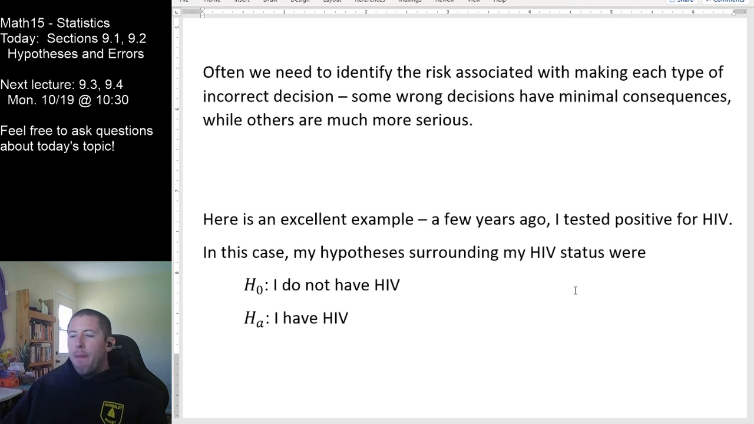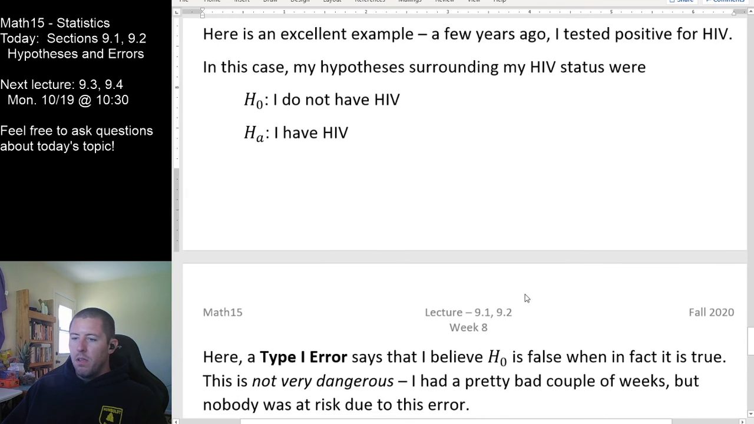In my case, my hypotheses surrounding my HIV status are: my statement of no change, my neutral statement, is I don't have HIV. That's always been my assumption going in. The alternative hypothesis here is that I, in fact, do have HIV. So let's see what happens if I make a type 1 error in my decision making here, or a type 2 error in my decision making here.